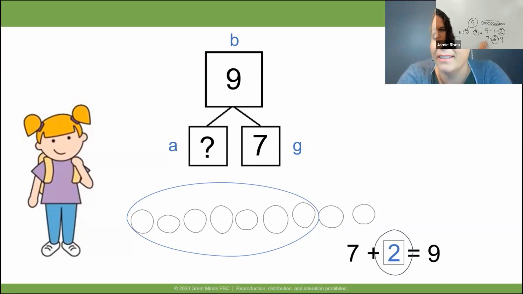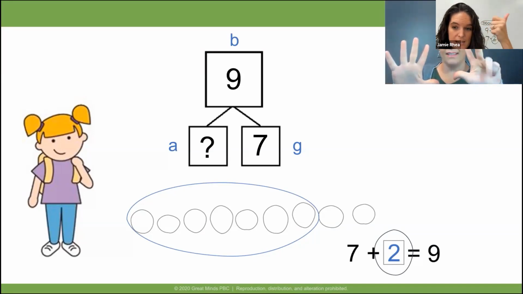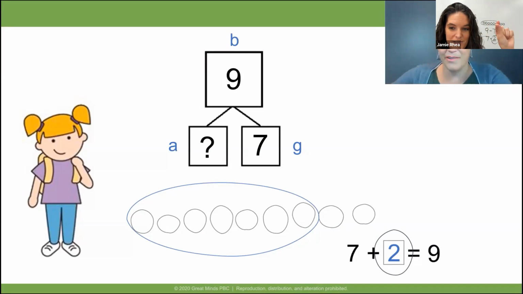This time, Maria decided to write an addition number sentence. It looks as though she had 7 plus something equals 9, and she counted on. 7, 8, 9. How many do we have? Oh, that's really quick and efficient. Yeah, that was.